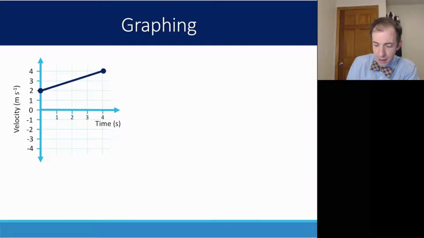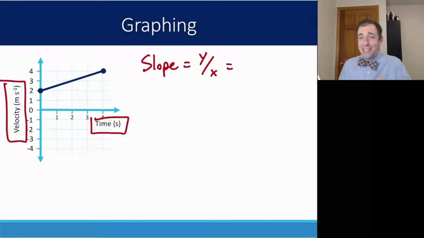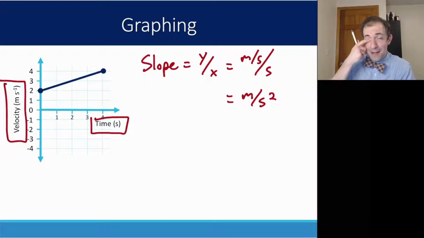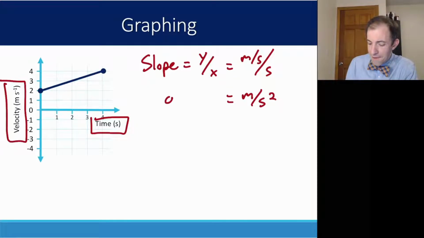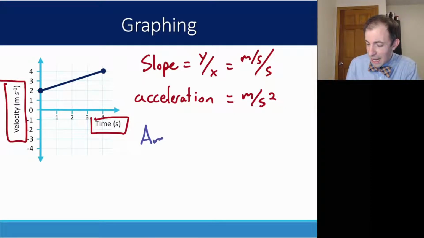If you have a motion graph here representing the velocity versus time, some major things that you can do to this motion graph. First, you could find the slope. In this case, if you ever find slope, it's your y divided by the x. In this case, you can take units and plug them in. So meters per second divided by seconds, well, that's just going to be meters per second squared, which means that the slope is another way of finding acceleration if you are looking at a velocity versus time graph, meters per second per second.